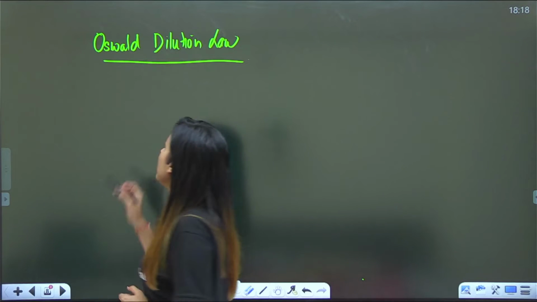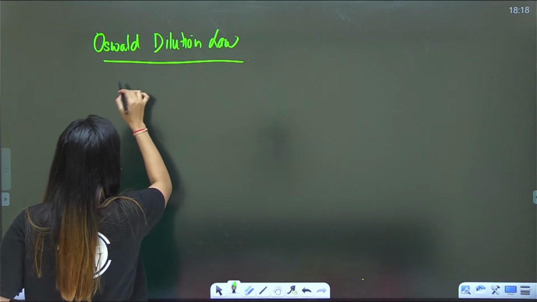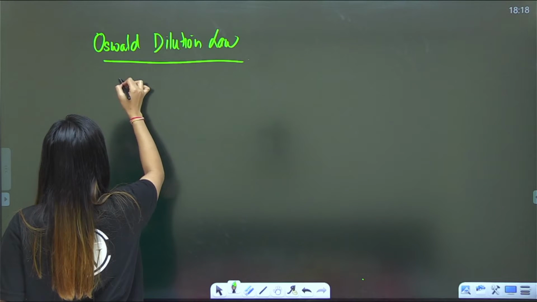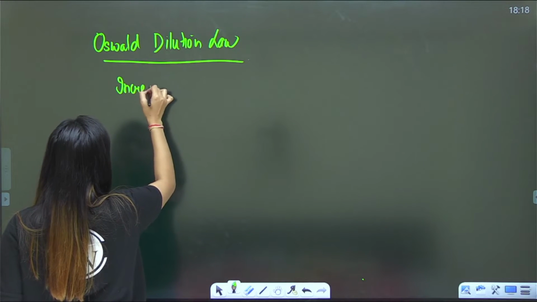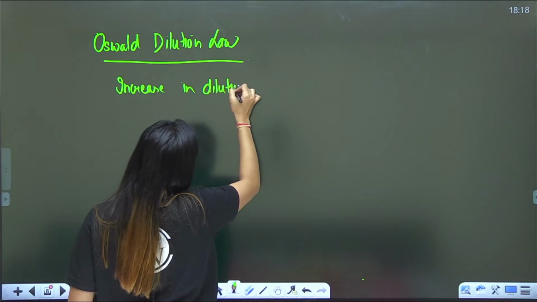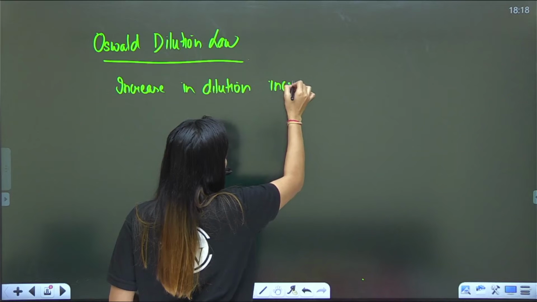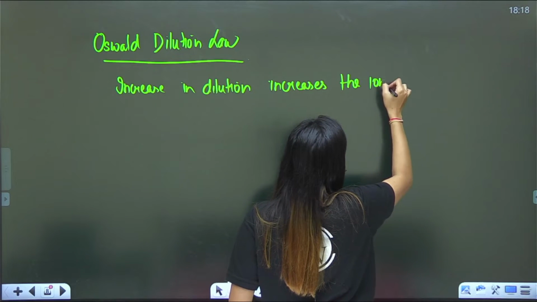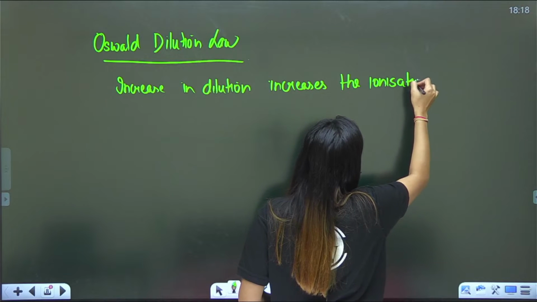Ostwald dilution law actually said that increase in dilution increases the ionization of an electrolyte.